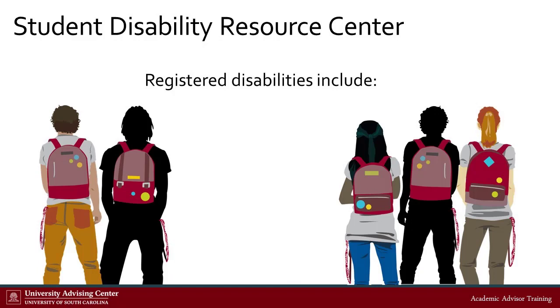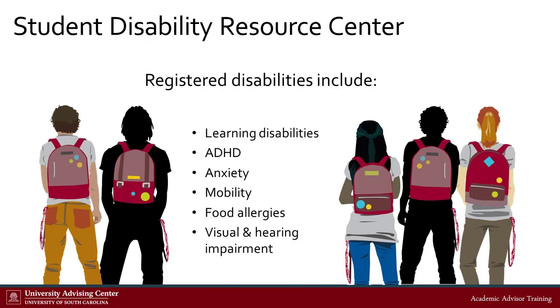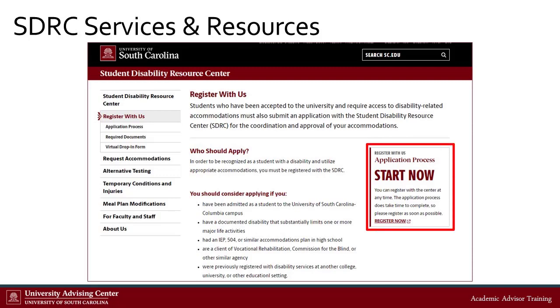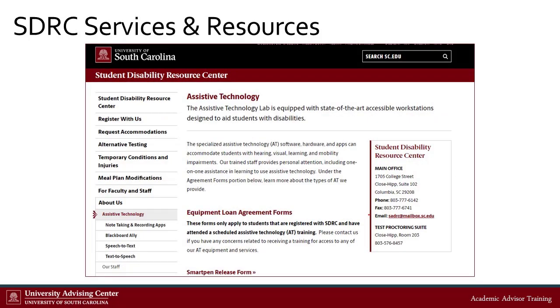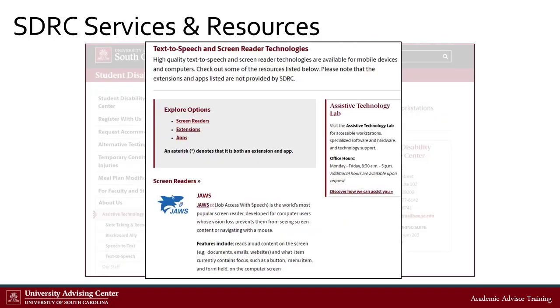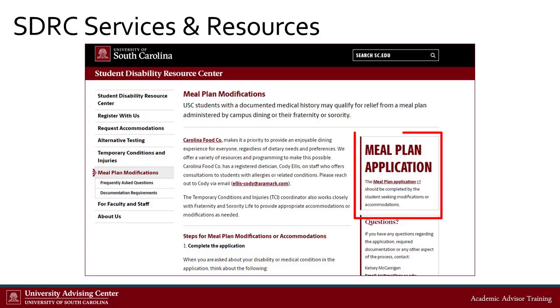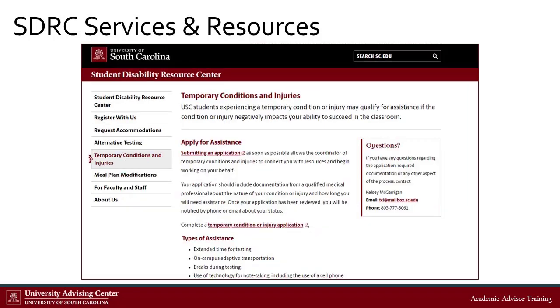Some examples of disabilities that the office has registered are learning disabilities, ADHD, anxiety, mobility, food allergies, and visual and hearing impairment. The SDRC provides students with the following services: registration and determination of appropriate accommodations, the Assistive Technology Lab, assistive technology devices, and specialized software and hardware designed to aid students with hearing, visual, learning, and mobility impairments, meal plan modifications for students with documented dietary allergies or restrictions, and temporary conditions and injuries assistance.